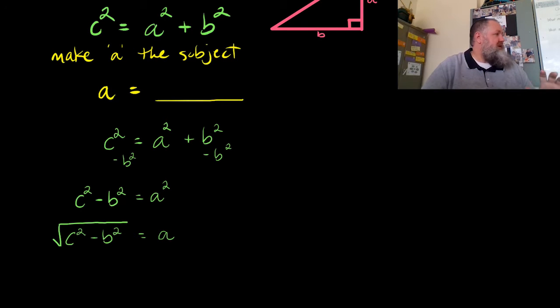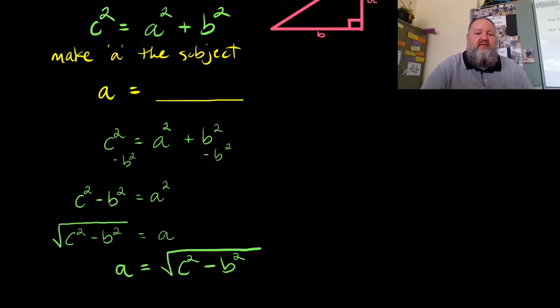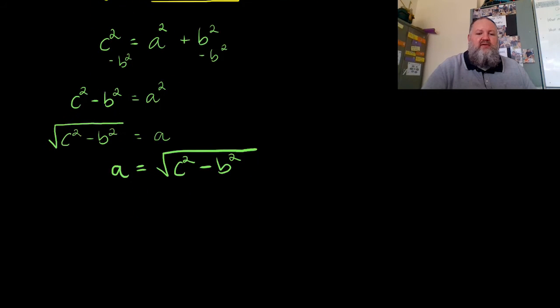I've made A the subject. However, we don't normally like it in that form. We want A, the thing that we want, to be on the left-hand side. So I can just rewrite that so that A is equal to the square root of C squared minus B squared. Okay, so I did it. I rearranged the formula to make A the subject. Let's have a look at another example.